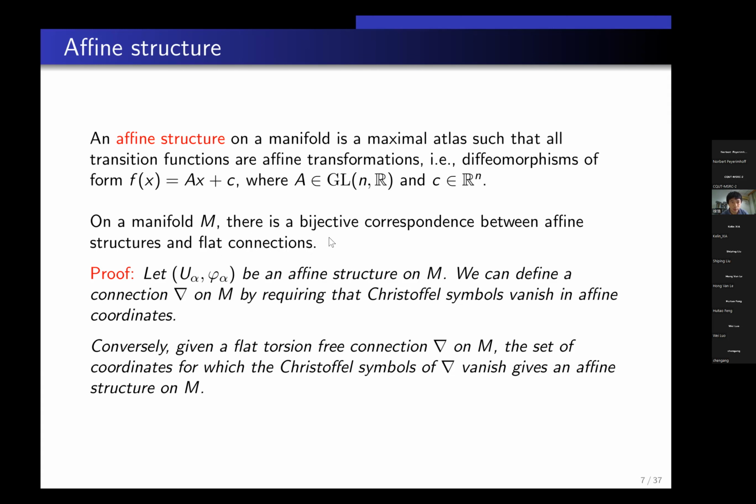Yeah, so I think this is interesting. In some mathematical or physical study of mirror symmetry, people usually study integral affine structure. It means that A belongs to GL(n, Z), and C belongs to R^n. So we can have many constructions of mirror symmetry starting from the integral affine structure.